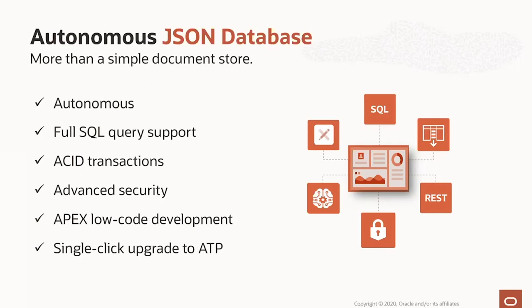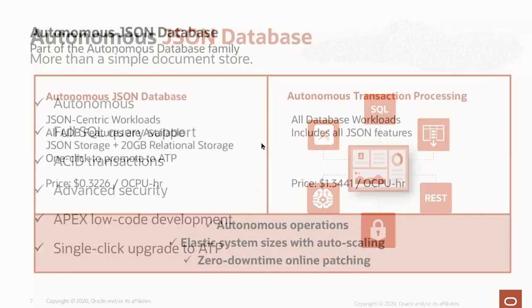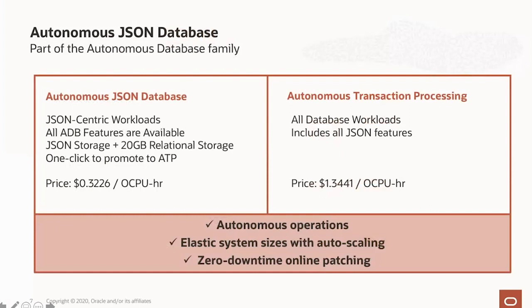And then finally, if you start out with AJD and you're storing JSON, and at some point you figure out that you really need to store other types of data as well, you aren't locked in a corner at that point. With a single click, you can upgrade your database from AJD to a full ATP instance.